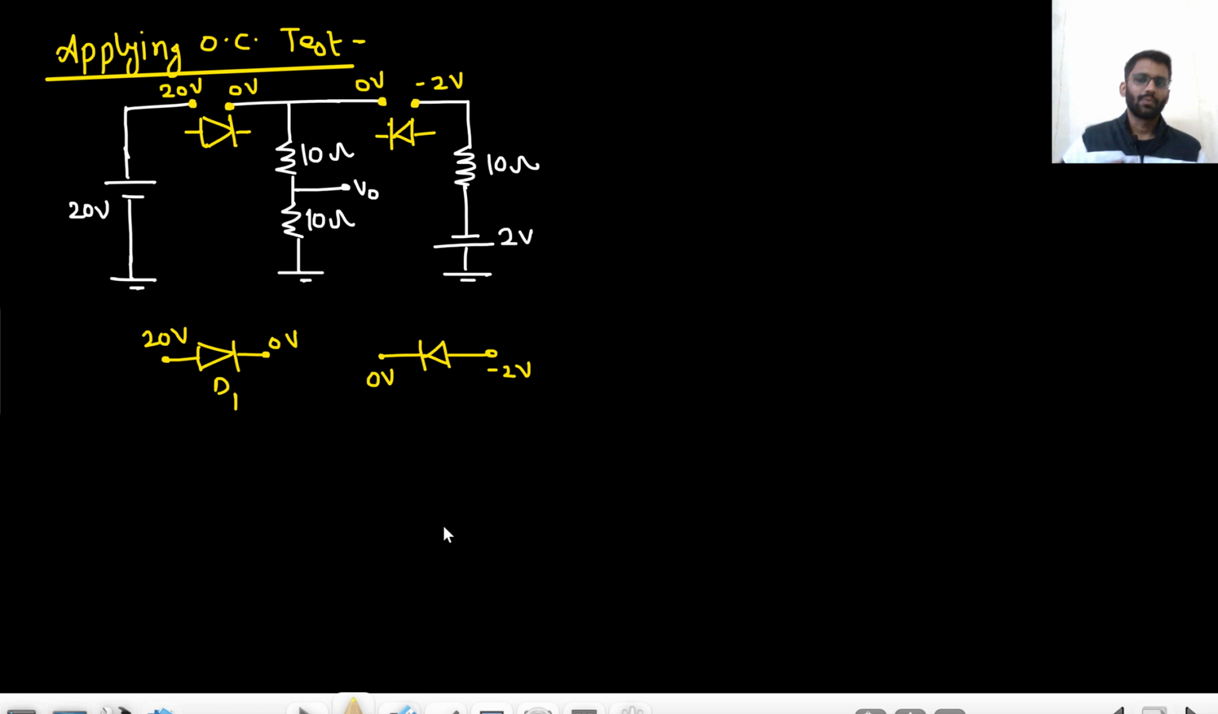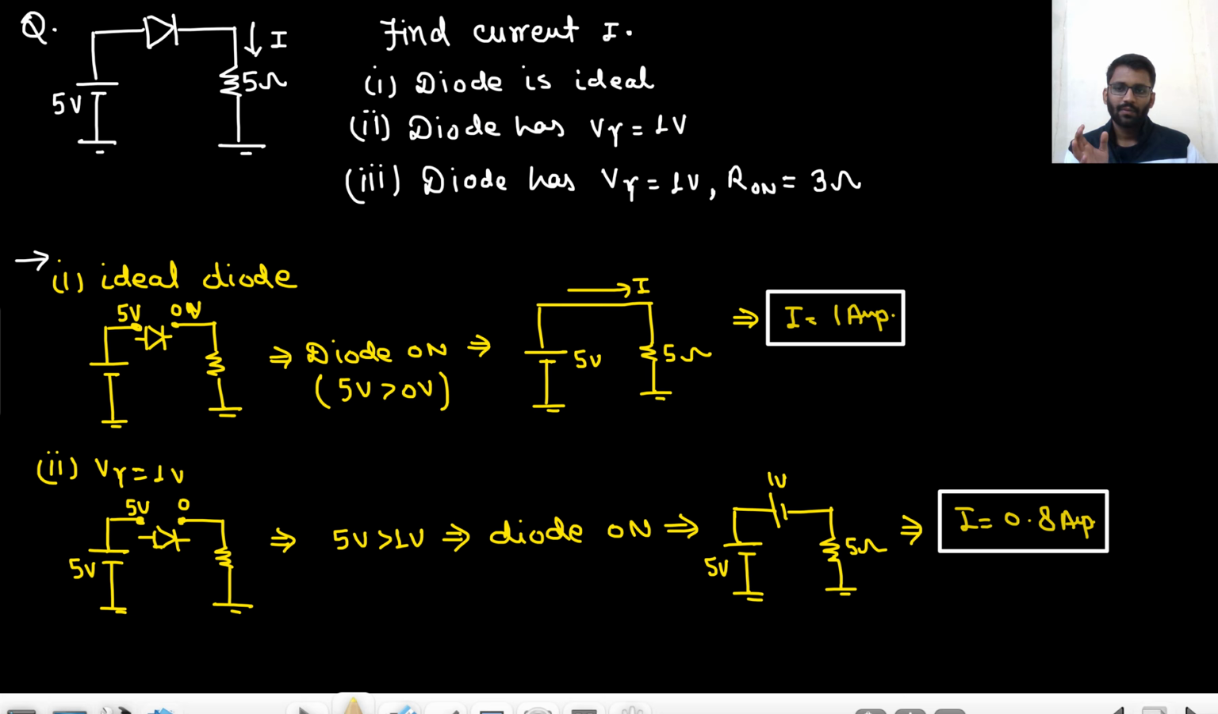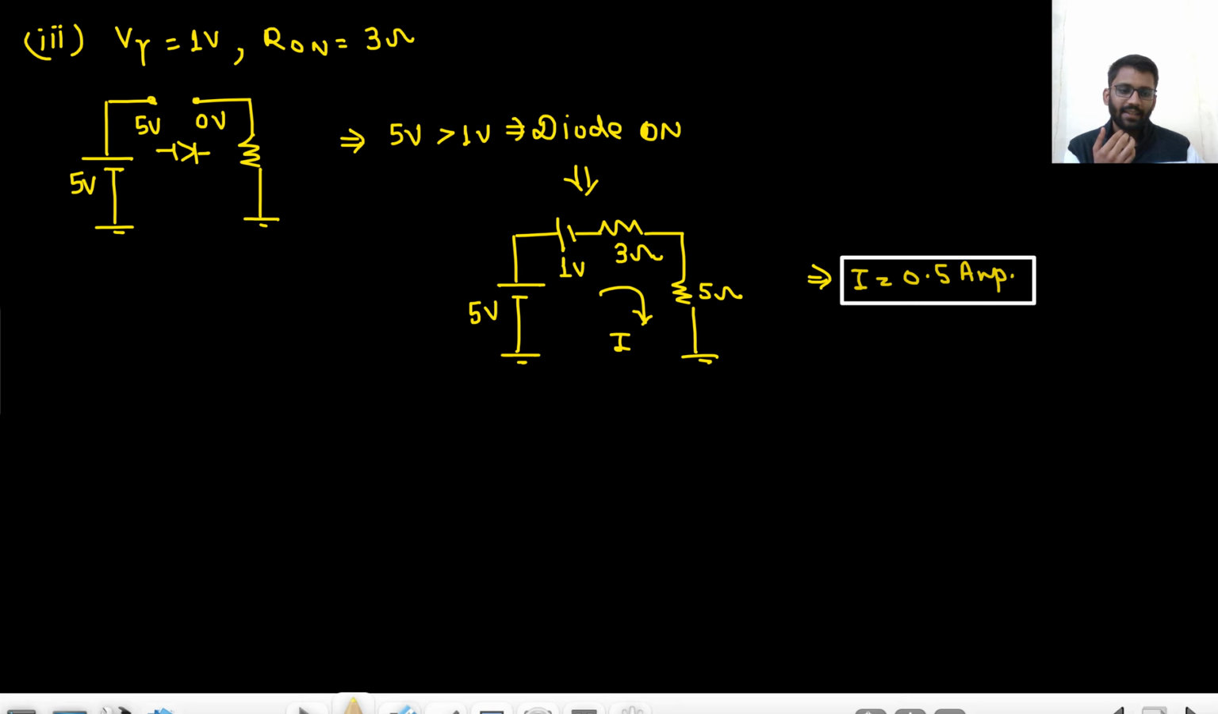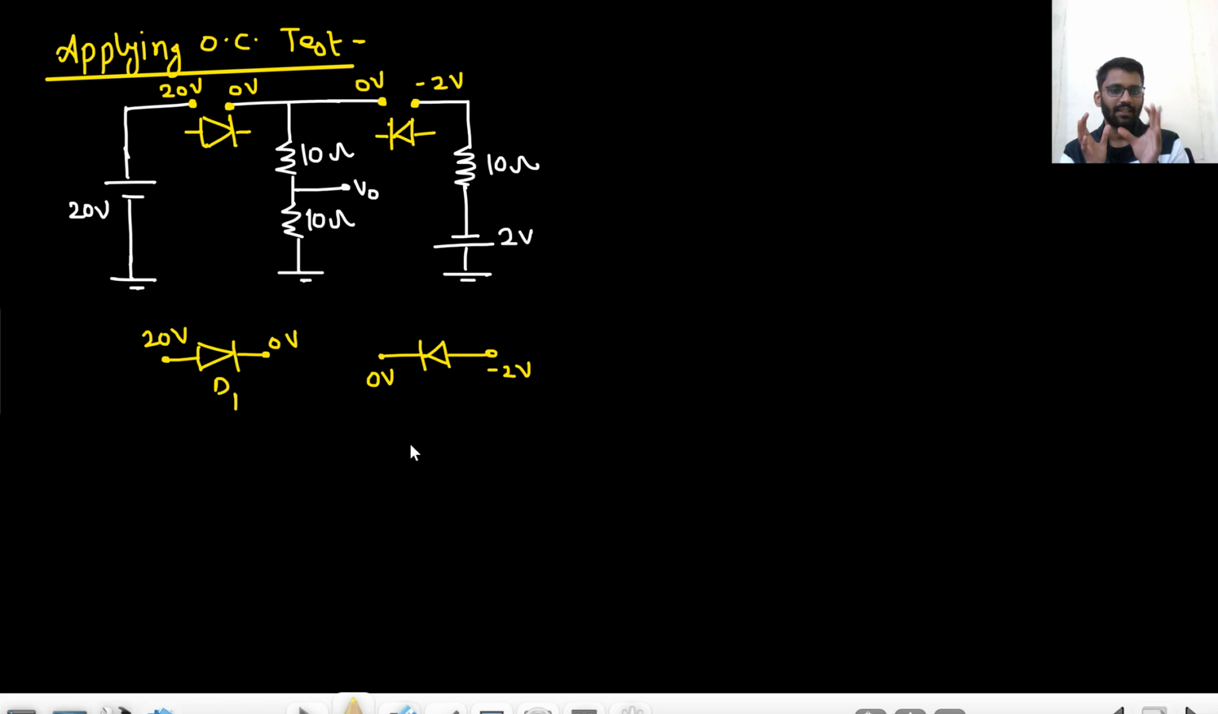Do you think I need to consider the first diode to be on and the other diode to be off, like the note we have written? Does this circuit lie in the category of this note? Tell me.